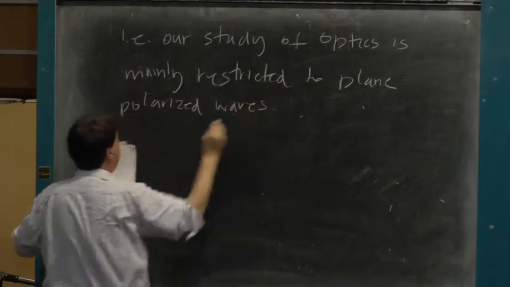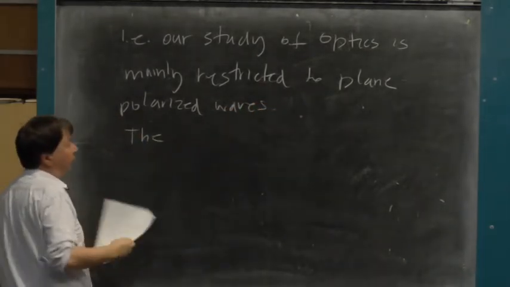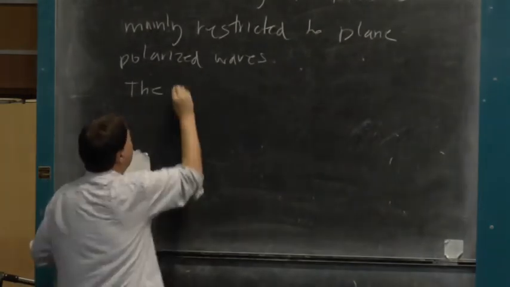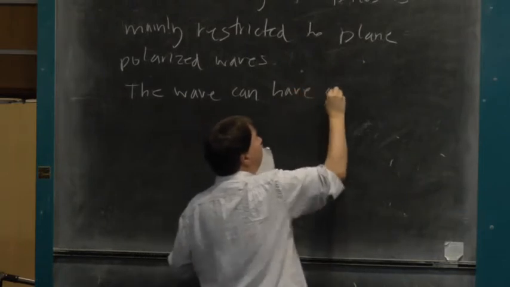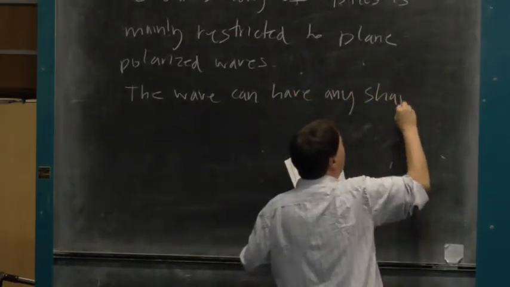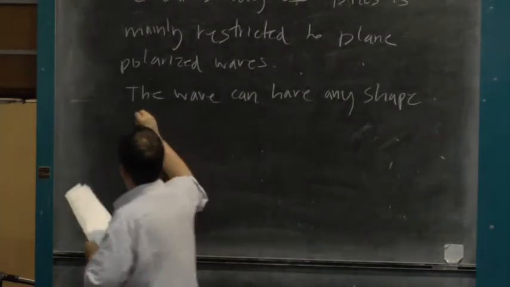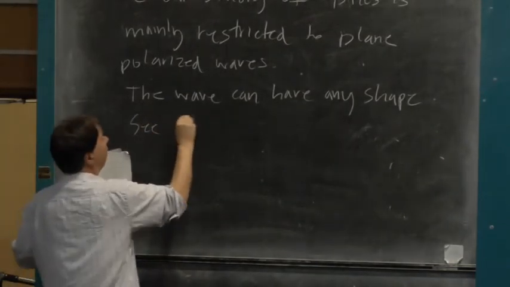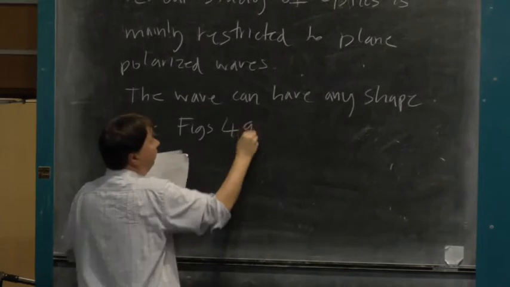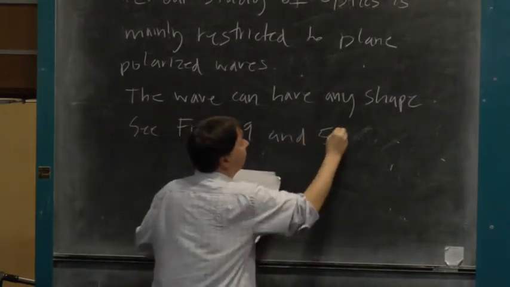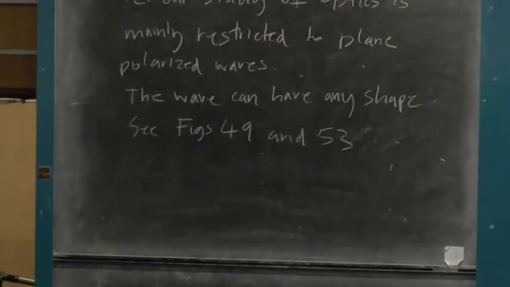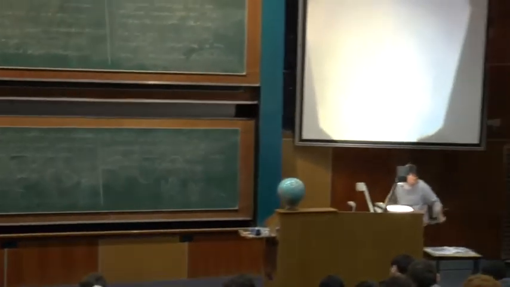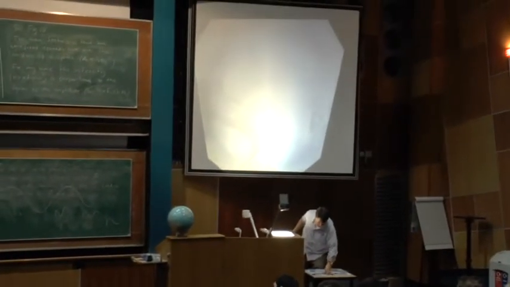So, just to emphasize, because again people get obsessed with the idea that waves are sinusoidal, the wave can have any shape. And this is illustrated in figures 49 and 53 of the course handout. What these figures are illustrating is restricted to these plane polarized waves, but of course they can still have any old shape.